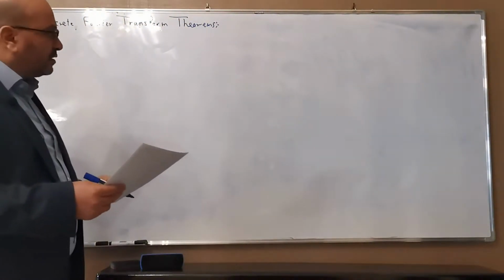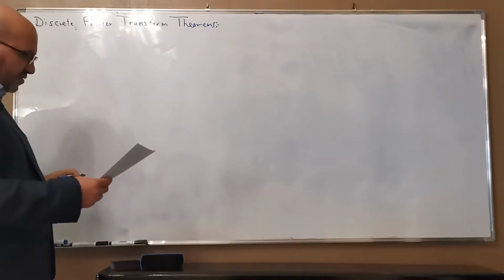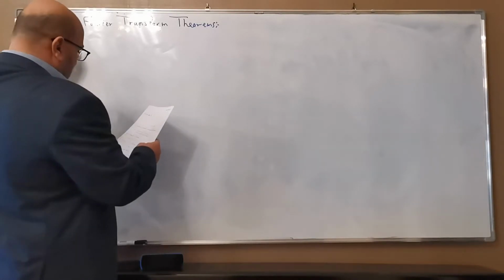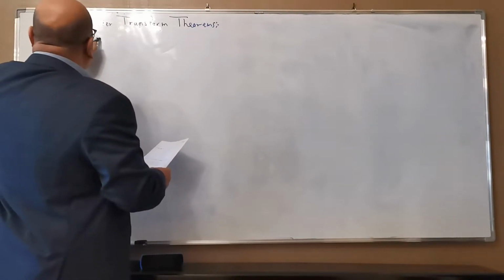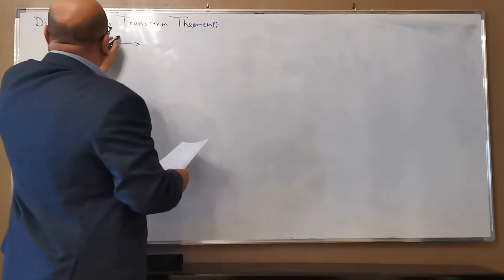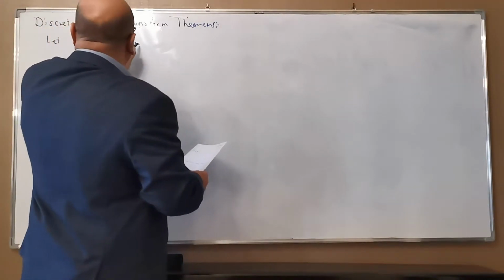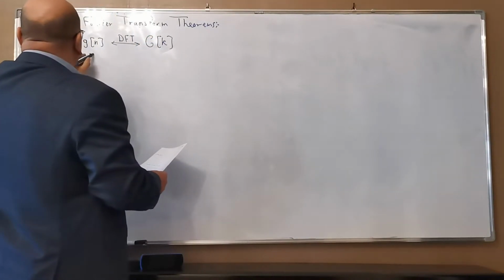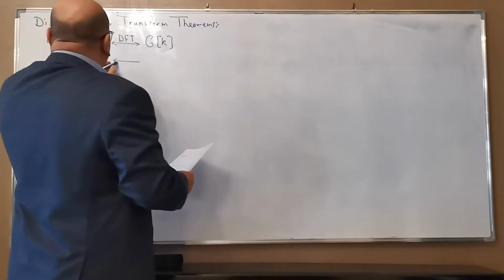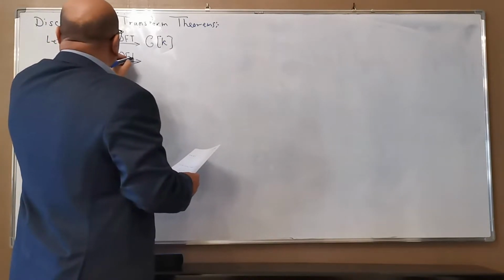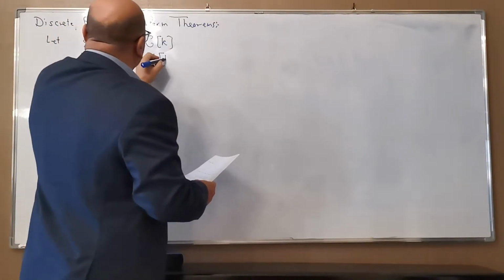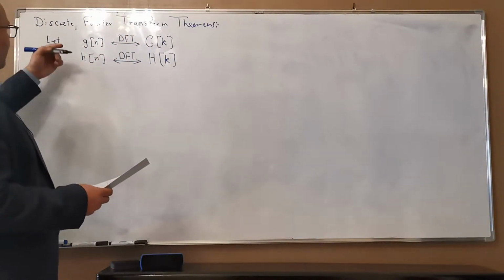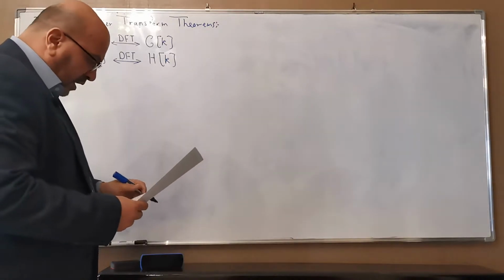حتى نبدأ في دراسة الثيورمز اللي بتخص ال DFT خلينا ناخذ two sequences G of n إلها DFT pair G of k and H of n إلها ال Fourier transform H of k. So you have those two sequences وبناء عليهم راح نشوف الثيورمز احنا وياكم مع بعض.